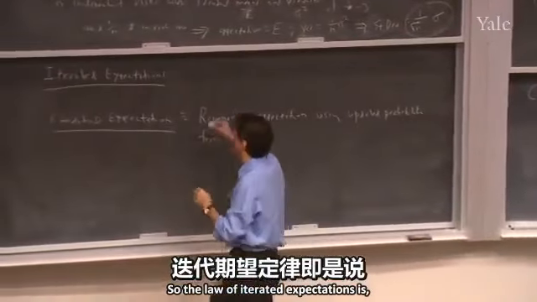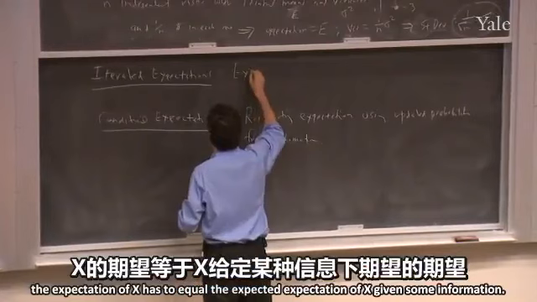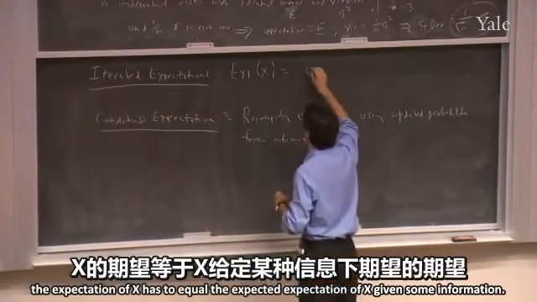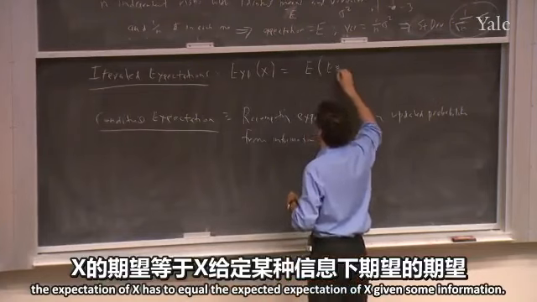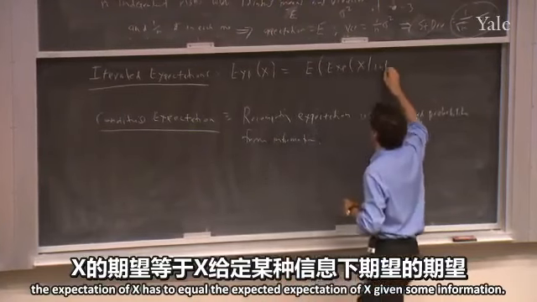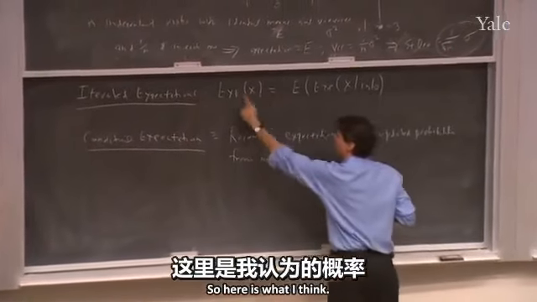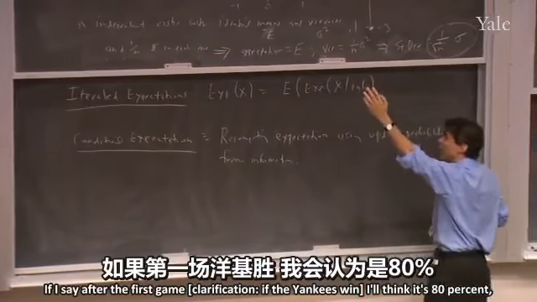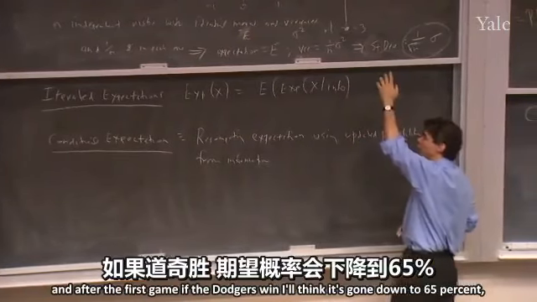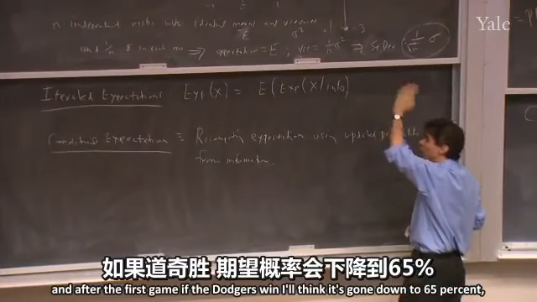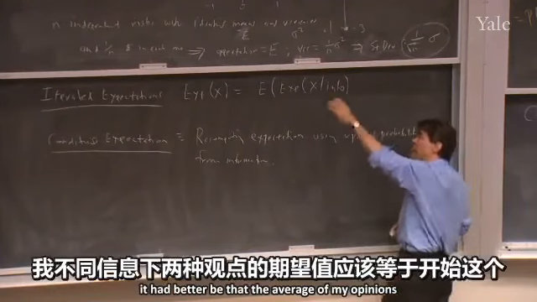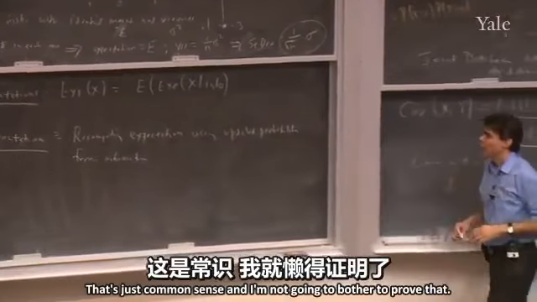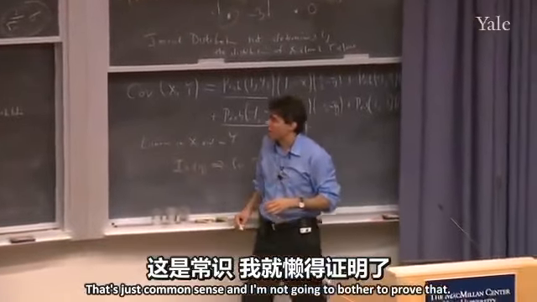The law of iterated expectations says the expectation of x has to equal the expected expectation of x given some information. So here's what I think. The Yankees are 70% likely to win. If I say after the first game, I'll think it's 80%. And after the first game, if the Dodgers win, I'll think it's gone down to 65%. It had better be that the average of my opinions after the information is the same as the number I started with. That's just common sense, and I'm not going to bother to prove that.